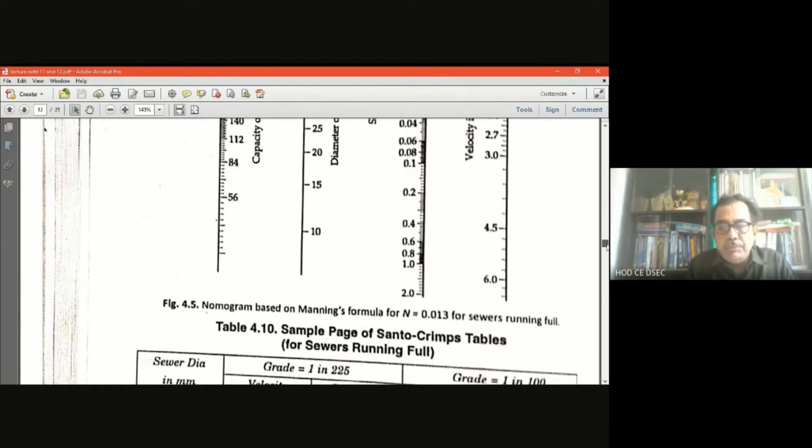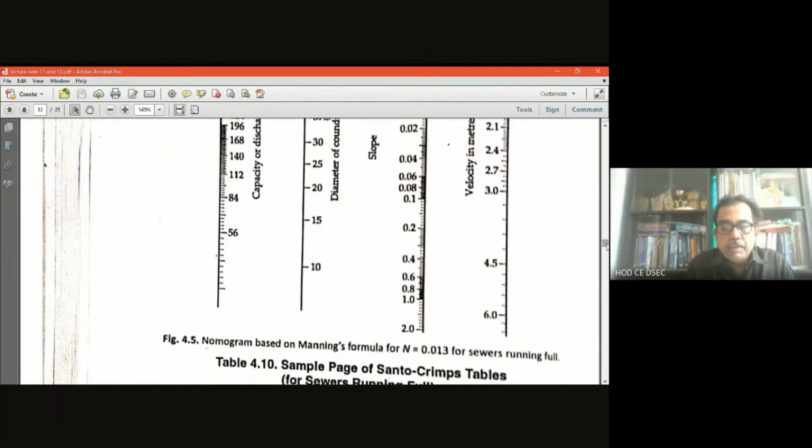This figure is for n equal to 0.013. Similarly, there are nomograms for n equal to 0.014, 0.015, for various values of n. So corresponding to the n value, we have to look at that particular nomogram. Now, how to use these things?